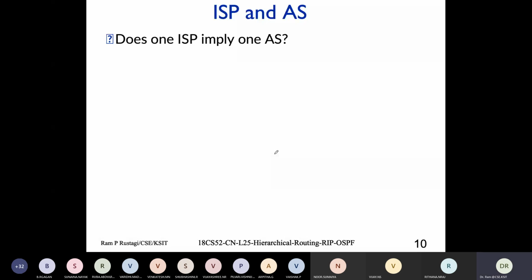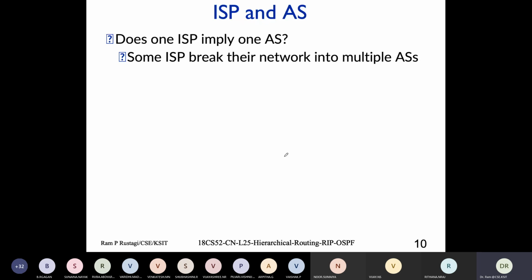So this is what we looked at, the job of inter-AS routing. Now we said an AS is an aggregation of different routers in a network. Does that mean that one ISP which controls one network has only one AS? If the ISP is big enough, it may break its network into multiple ASs and not necessarily one AS. But one AS will belong to one authority, one AS would not belong to multiple authorities, but one ISP can have multiple ASs, it can break and decide accordingly.